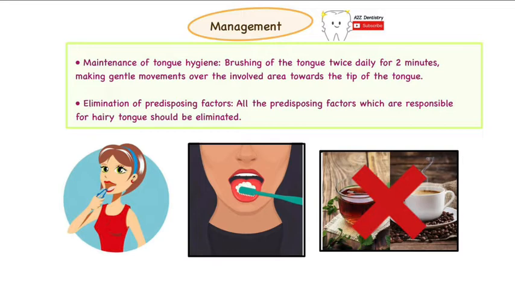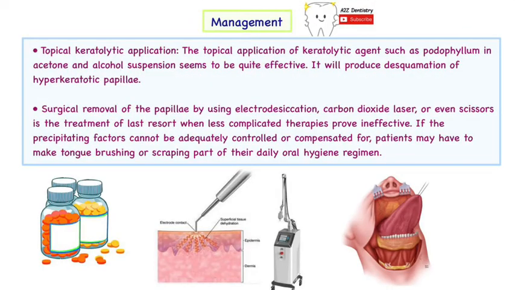Apart from it, we must focus on eliminating the predisposing factors. We might ask the patient to stop the consumption of certain candies or gums or whatever he or she is consuming, which will lead to halitosis or the characteristic correlation of hairy tongue. Apart from this, we prescribe the patient a topical keratolytic agent. Topical keratolytic agents such as podophyllum and acetone are given to such patients, because we know that there is hyperkeratosis. So we need an agent which can debride the surface of the tongue by removing the hyperkeratotic cells from the surface layer.